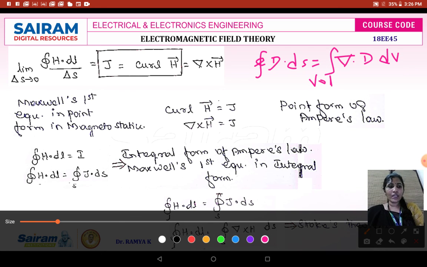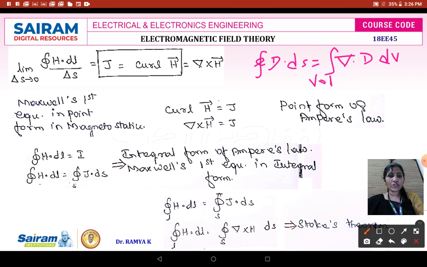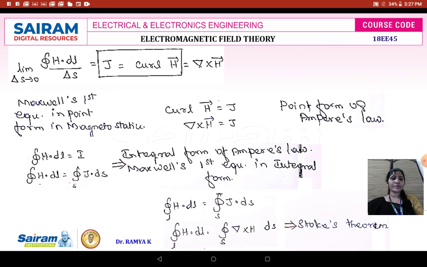In the same way, in case of Stokes theorem, you can see the line integral is converted to a surface integral just by adding curl to the available magnetic field intensity. That is Stokes theorem. It is similar to Gauss's divergence theorem.